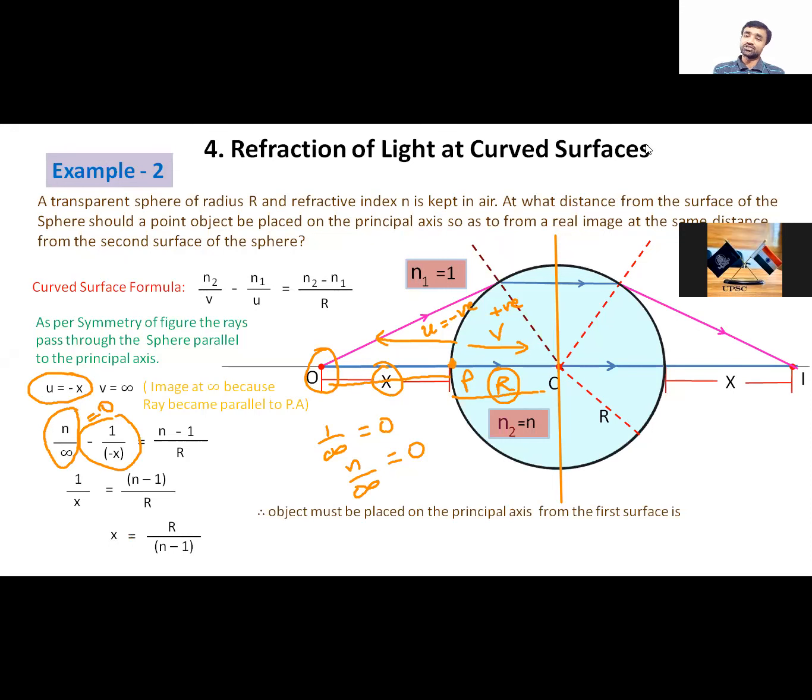So where can you place the screen? What is your image distance? The same distance, x. So at a distance R by (n minus 1), the screen should be placed to obtain a real image on the screen. So this is the solution.